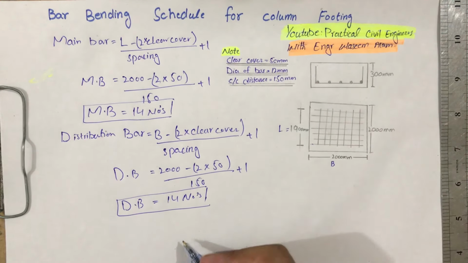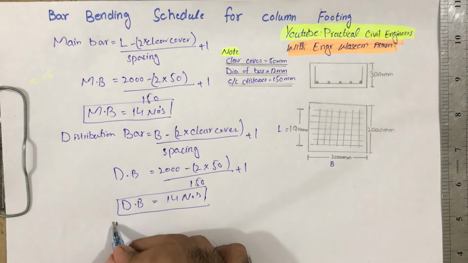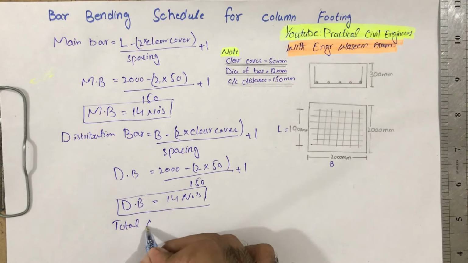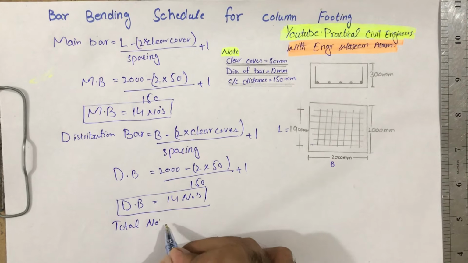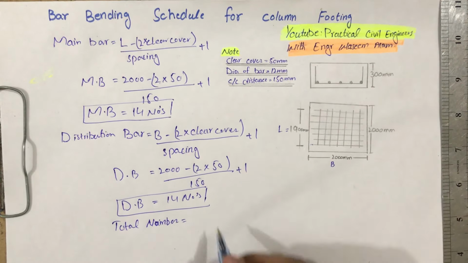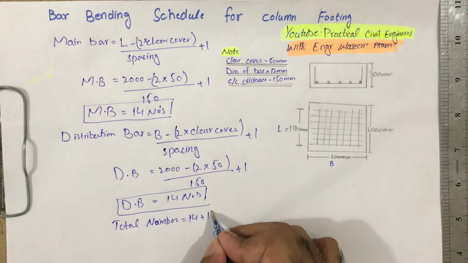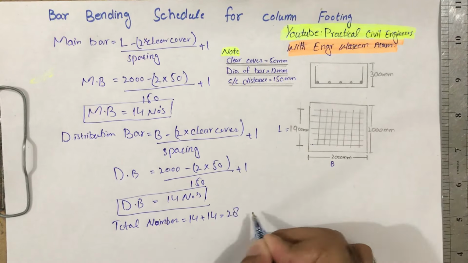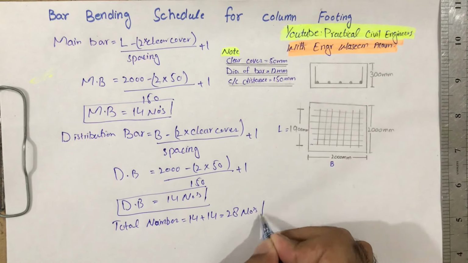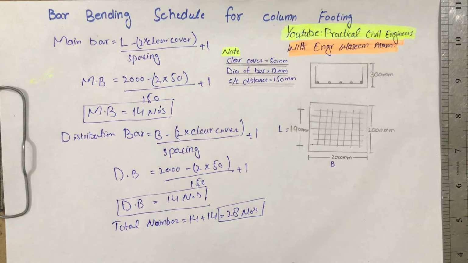So now we have to add both of them. So total numbers is equal to 14 main bars plus 14 distribution bars is equal to 28 numbers. So total number of bars is 28.